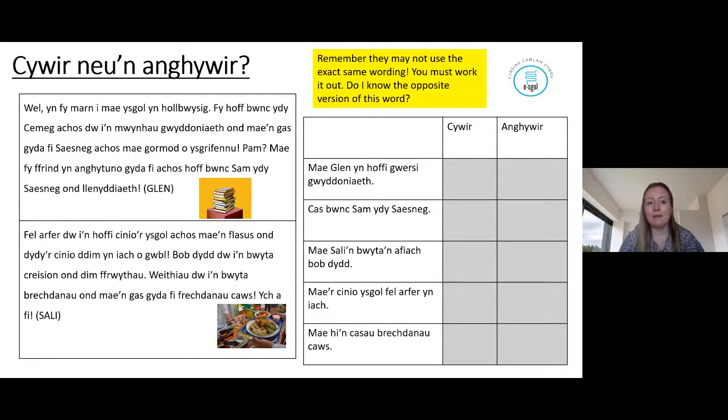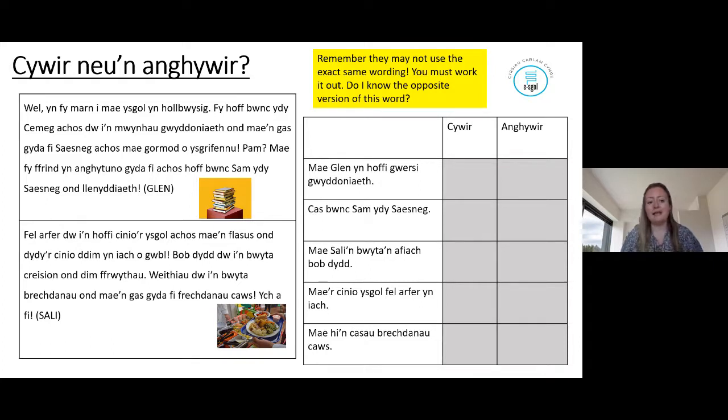So Glenn says, well, in my opinion, school is holl bwysig, very important. Fy hoff bwnc, my favourite subject is Cymraeg, chemistry. Achos dwi'n mwynhau gwyddoniaeth. I enjoy science. Ond mae'n gas gyda fi. Remember now, that's a different way to say I hate. So I hate English, achos mae gormod o ysgrifennu. Mae fy ffrind yna'n anghytuno, my friend disagrees, because of Sam's favourite subject, hoff bwnc Sam, Saesneg. So I hate English, but Sam likes English. But literature, so Sam likes English literature.